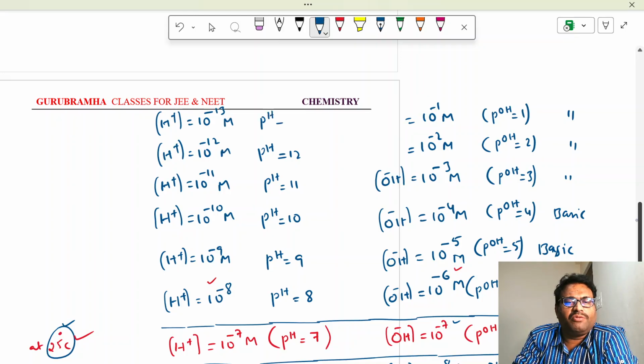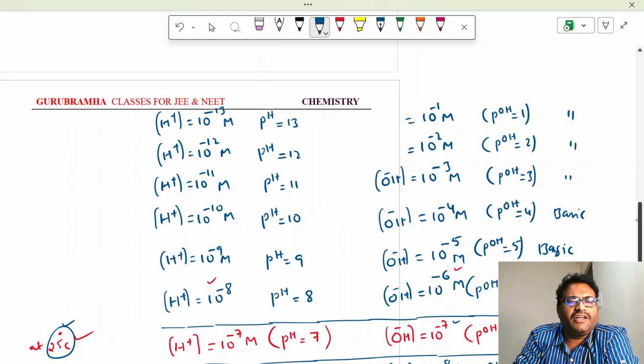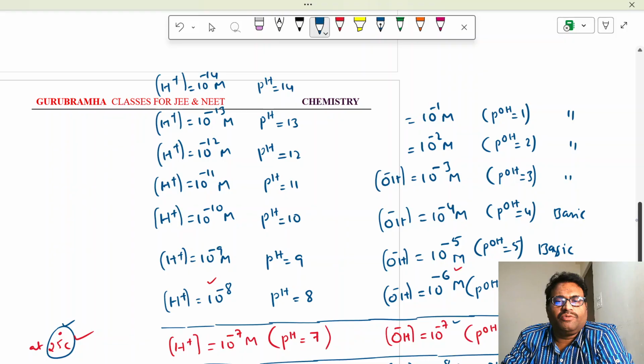pH is equal to how much? 13. Here H plus ion concentration is equal to 10 power minus 14 M, pH will be equal to 14. OH minus ion concentration is equal to 10 power 0 M, pOH is equal to 0. Basic.